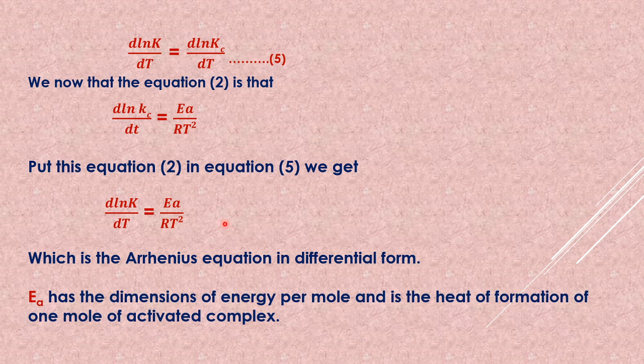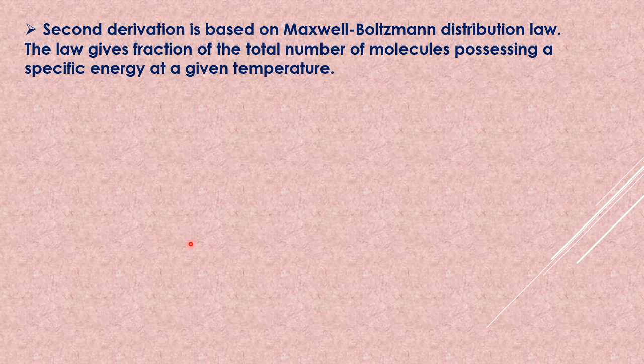So in this equation we already know that k is the rate constant, T is the temperature, R is the gas constant and Ea is the energy of activation. Also this Ea has the dimensions of energy per mole and it is the heat of formation of 1 mole of activated complex. This is the first method to derive the Arrhenius equation. Let me see the second method to derive the Arrhenius equation.